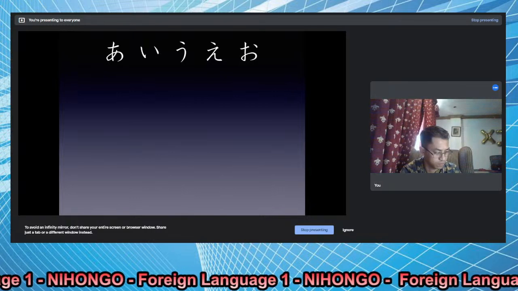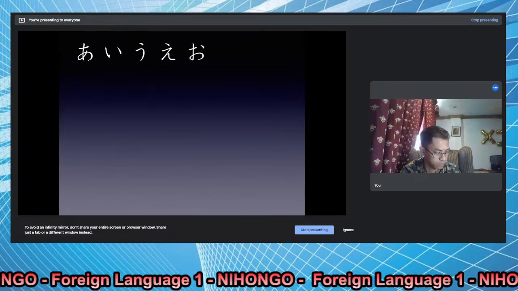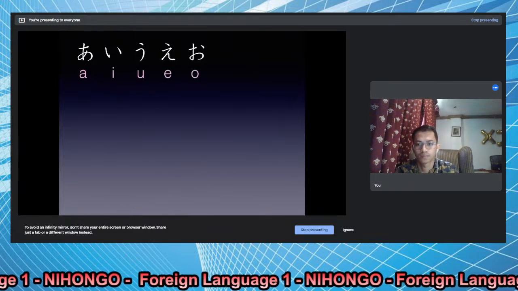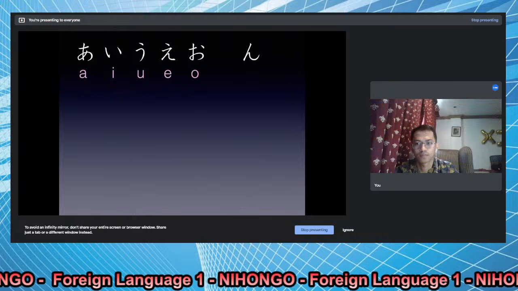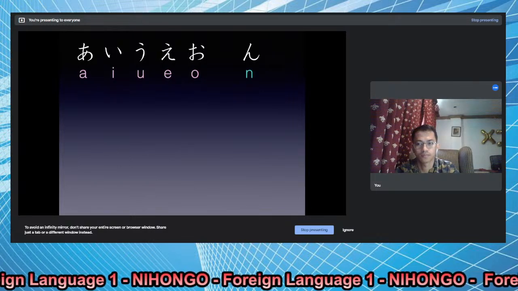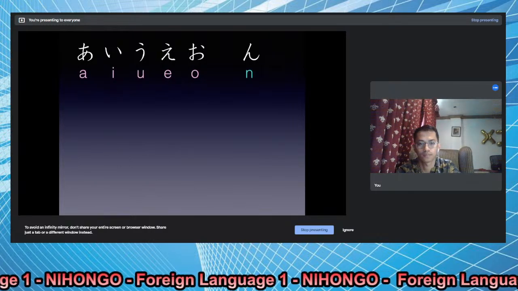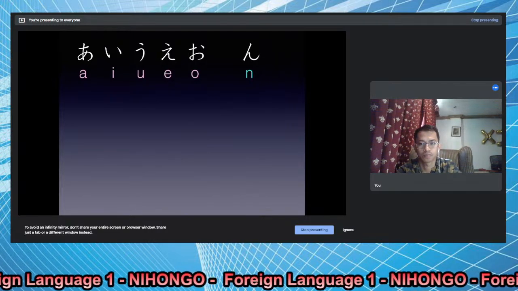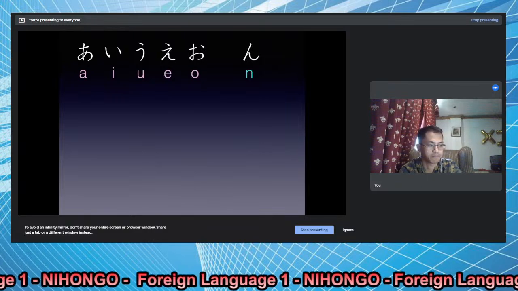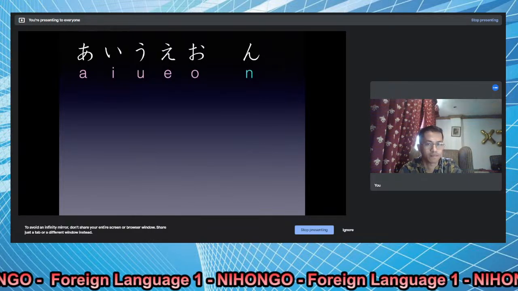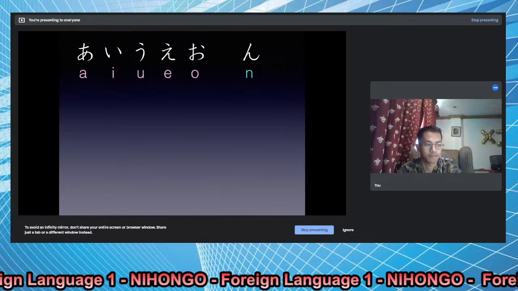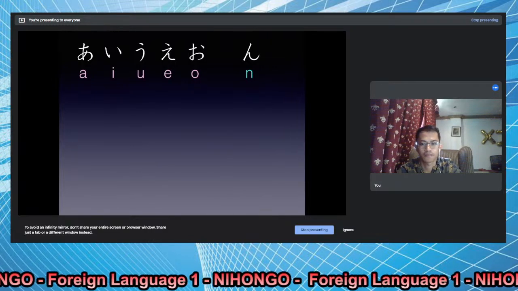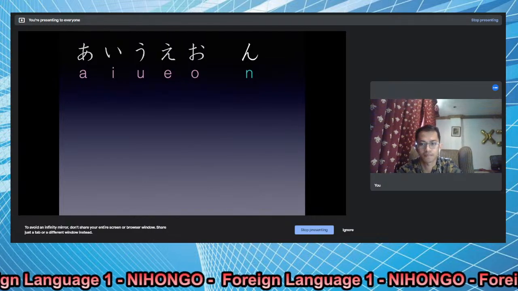Okay, we have covered 5 vowels in Hiragana: A, I, U, E, O. Now, let's try this letter, N. N is the only independent consonant in Japanese. I call it independent because N is a consonant that is perceived as one sound without any vowel attached to it, which is not possible for any other consonants like K or S or T in my language.